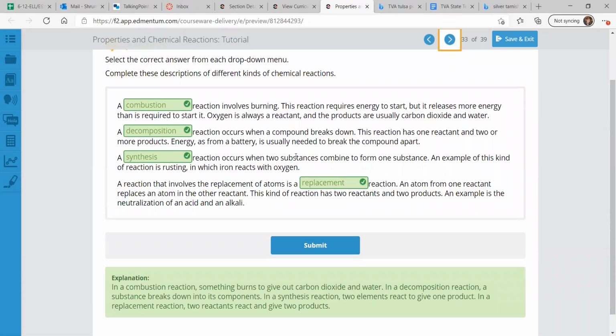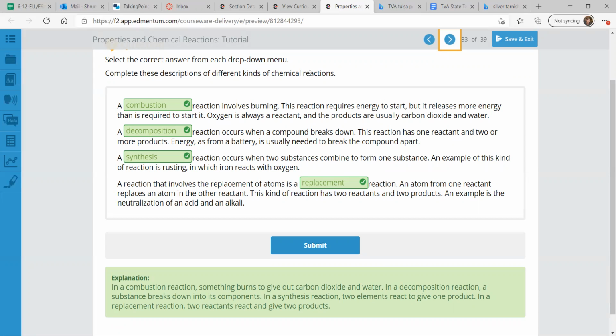Now we're going to match some of the descriptions. Here are the answers. A combustion reaction involves burning. This reaction requires energy to start, but it releases more energy than is required to start it. Oxygen is always a reactant, and the products are usually carbon dioxide and water.